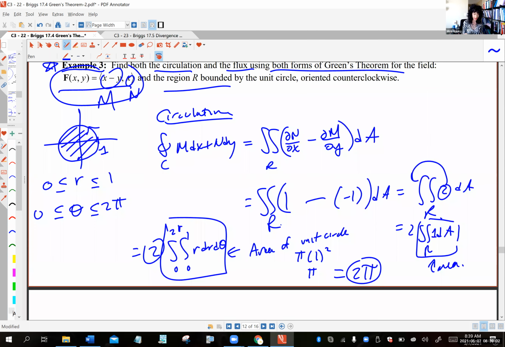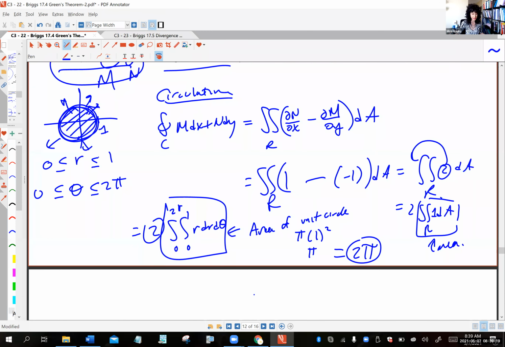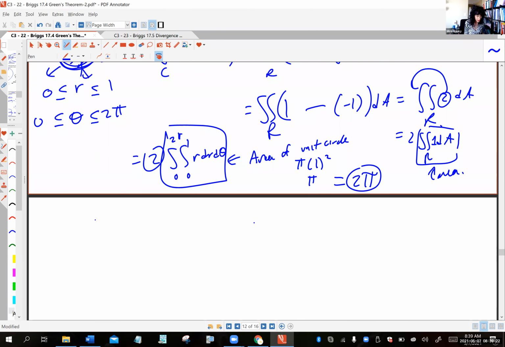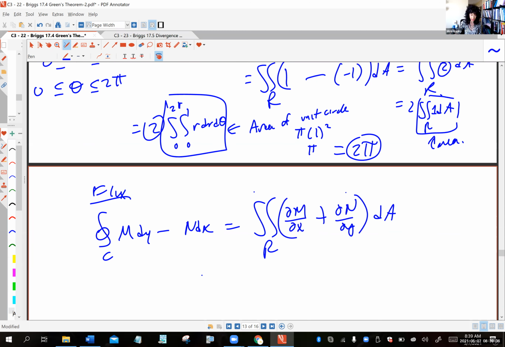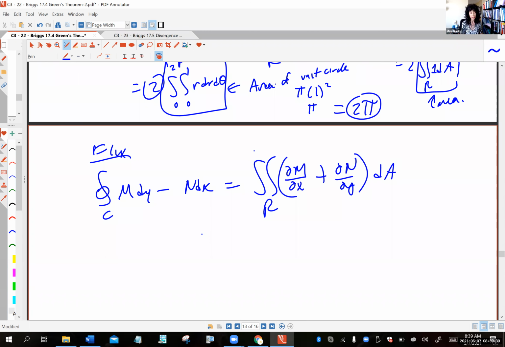Now let's compute the flux. So now we want to know if we submerged this little unit circle into that bathtub or the jacuzzi, would there be more fluid flowing out, or more fluid flowing in than out? Or maybe the amount of fluid flowing in cancels out the amount flowing out and you would get 0. So the flux version of Green's looks like this, M dy minus N dx, and that says convert to a double integral, only the integrand is a little different because you take dM/dx this time and add it to dN/dy.